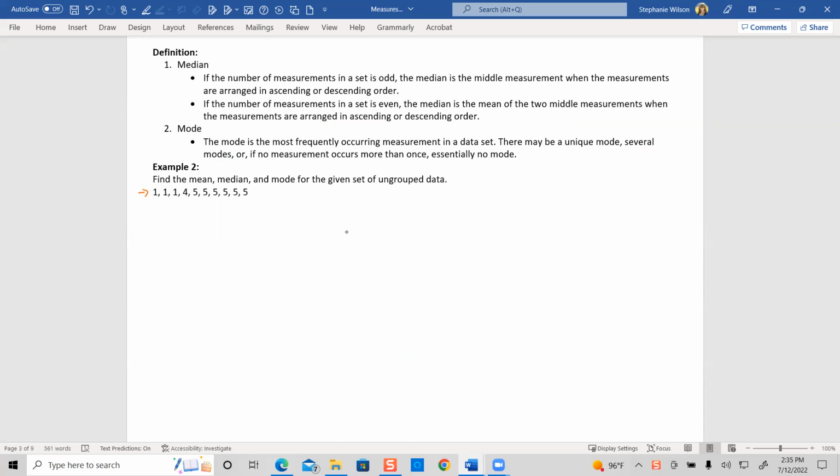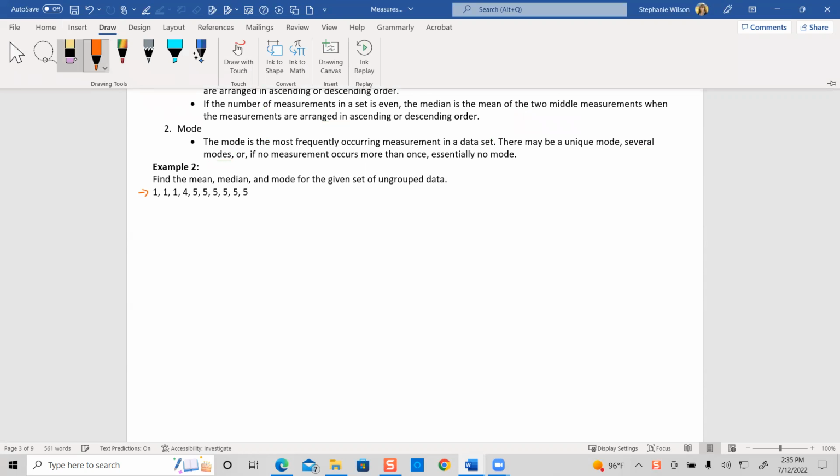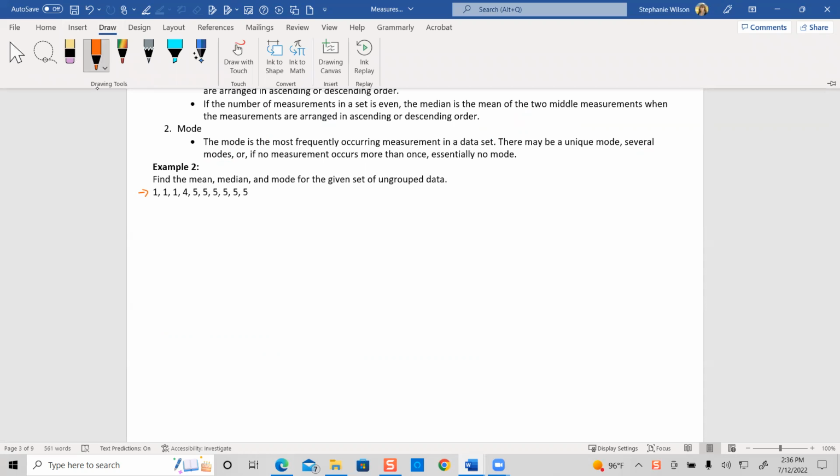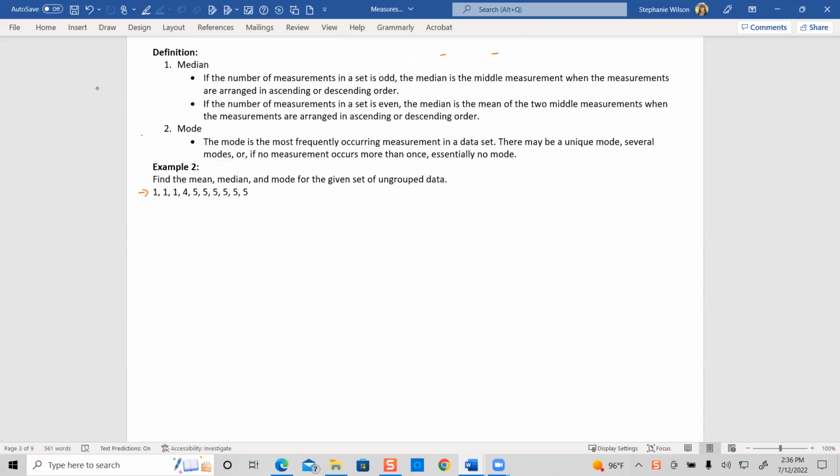If there is an even amount of numbers, so basically 2, 3, and 4 is an even amount, then you take the two middle numbers, add them up, and divide by 2. And that's going to be our median. If the numbers are odd, then after you line them all up in descending or ascending order, the median will be the middle number. Mode is the one that occurs the most in the set.